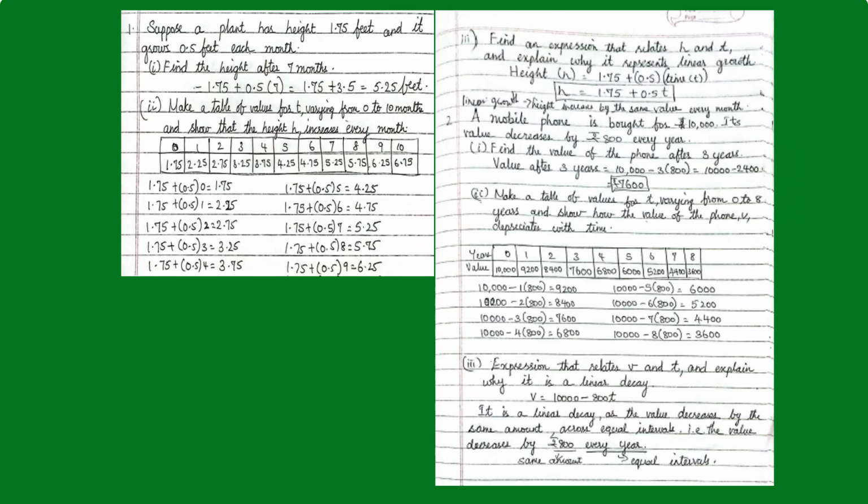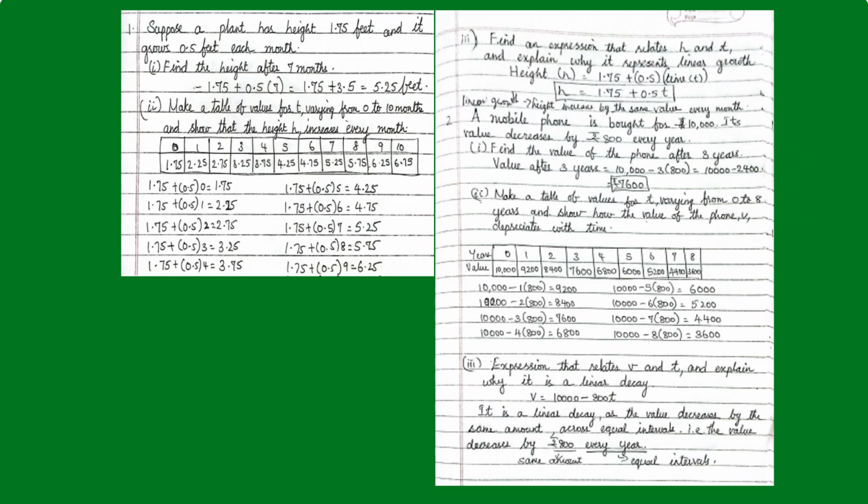Question number 2: a mobile phone is bought for 10,000 rupees. Its value decreases by 800 at the end of every year. Question number 1: find the value of the phone after 3 years. The value after 3 years: just the initial value, constant value, 10,000 minus 3 times 800 is nothing but 7,600. It is this particular value at the end of 3 years.